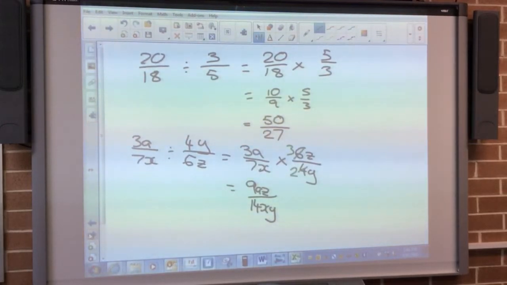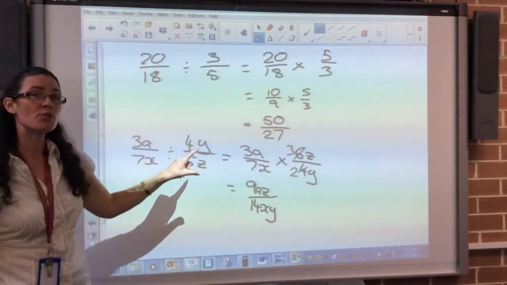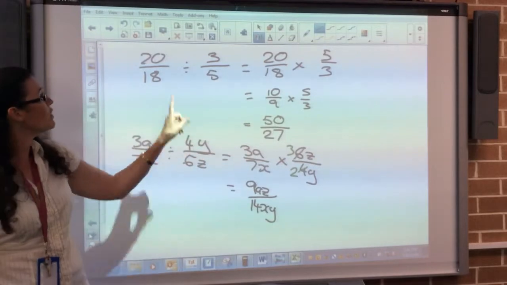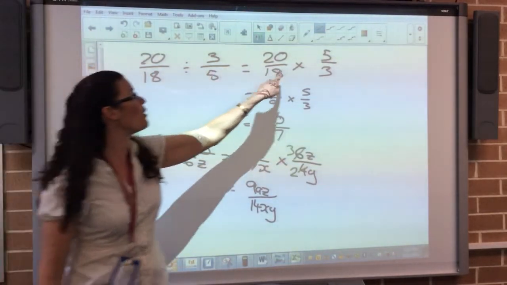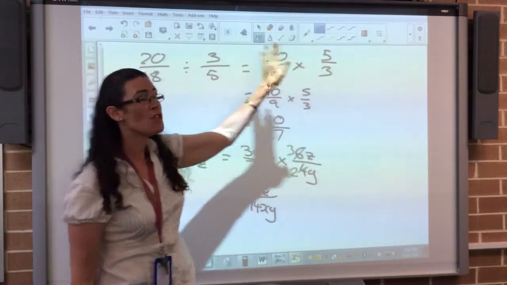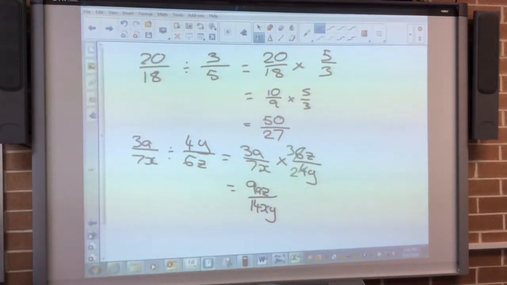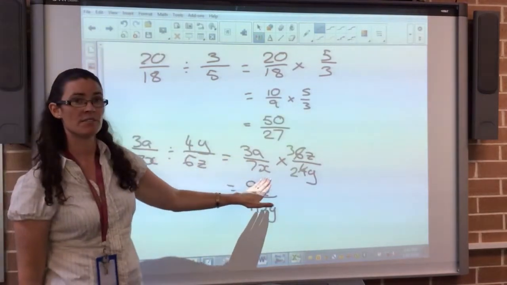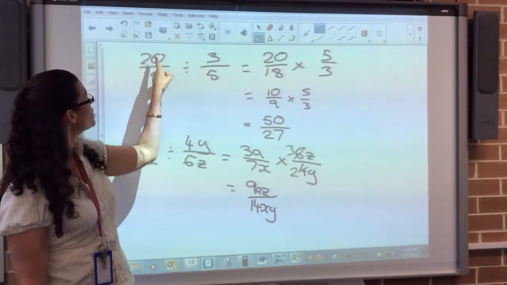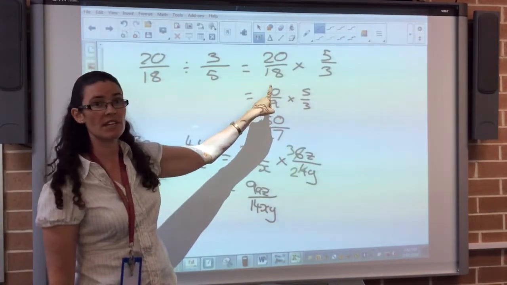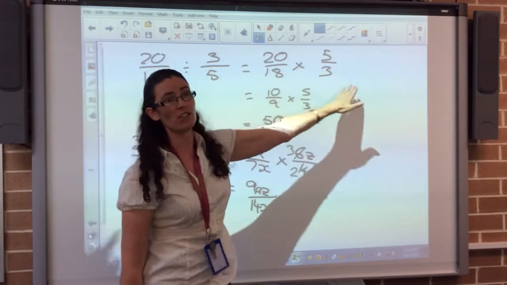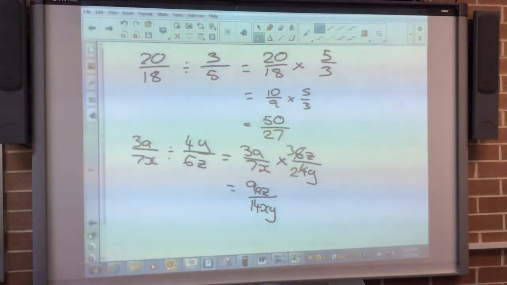Why did you swap the 3 with the 7? What do you mean? Oh, you only reciprocal the second fraction. So when you divide by a fraction, it's the same as multiplying by that fraction's reciprocal. The original fraction will not change. So you do not change that first fraction. The 20 on 18 stayed as 20 on 18. It's only the second fraction that you find the reciprocal of, every time.